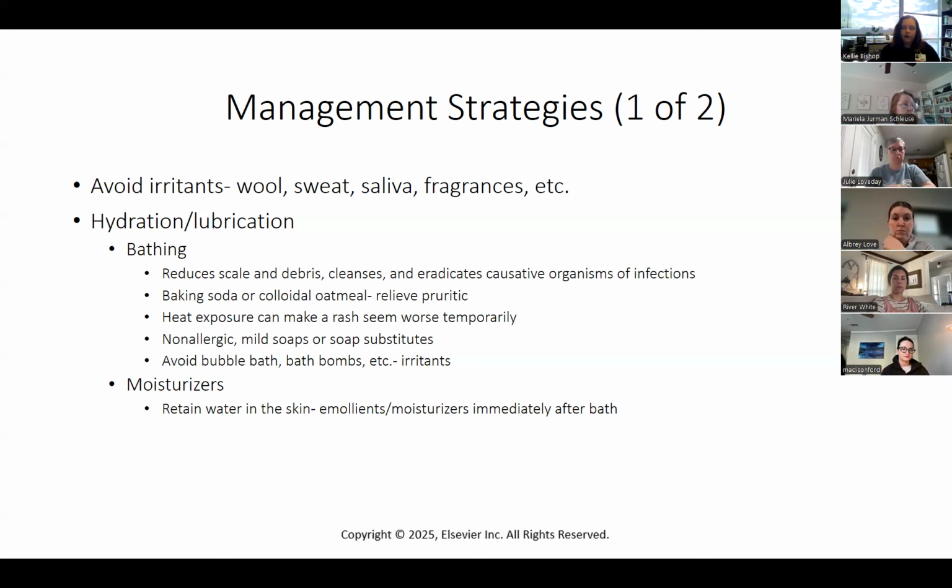We talked about using mild soaps, avoiding bubble baths, bath bombs, all that kind of stuff. I don't feel like we see quite as much of it now as we did a few years ago, when little girls were going crazy with the bath bomb kits and stuff. And it can be very irritating to their entire body. So we don't recommend any of that. And then moisturizers, emollient based is the best. They're very thick and greasy, but it's what works the best to retain that water in the skin.